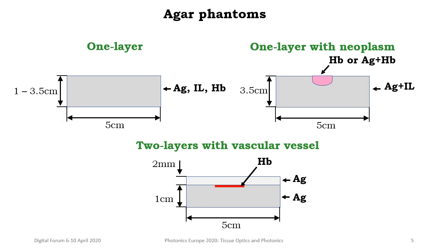This slide shows the different types of agar phantoms we made. We made one-layer phantoms of different thicknesses from 1 to 3.5 centimeters and use these phantoms to calibrate our devices by adding different hemoglobin concentrations. We also made phantoms with hemoglobin inclusions and two-layered phantoms with simulated vascular vessels for skin chromophore mapping. The width of each phantom was 5 centimeters.